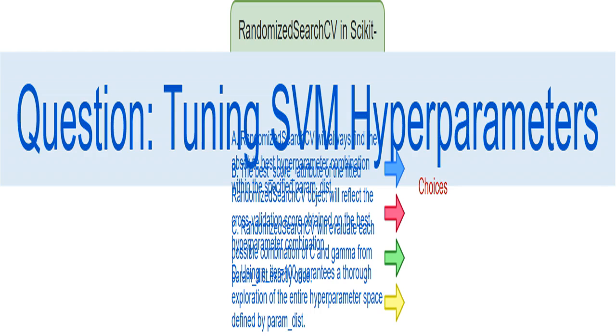This question sets the stage for understanding how to tune the hyperparameters of a support vector machine (SVM) classifier using RandomizedSearchCV in scikit-learn. We're focusing on finding the best combination of hyperparameters, specifically the regularization parameter (C) and the kernel coefficient (gamma), to optimize the model's performance. The use of 5-fold cross-validation and 100 iterations of randomized search are key aspects of the problem.